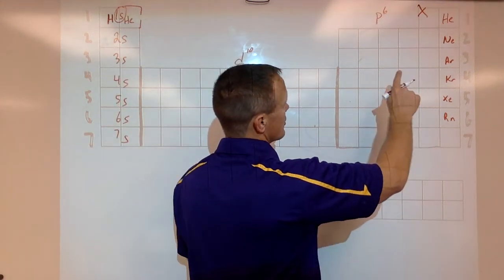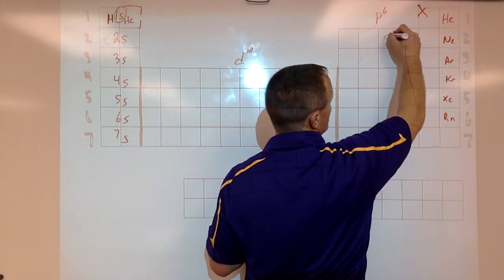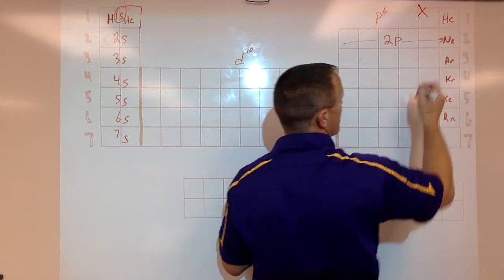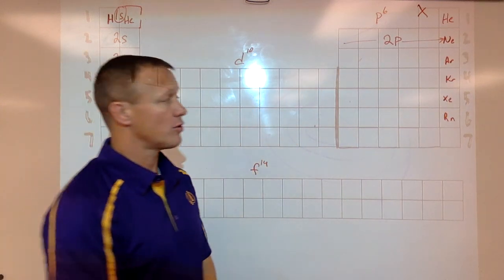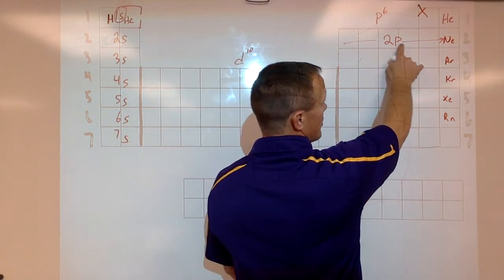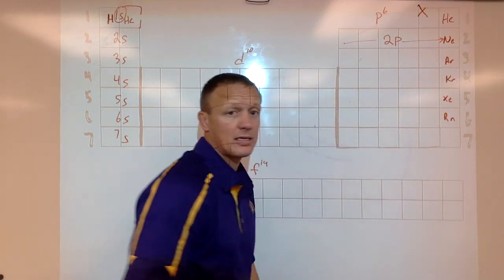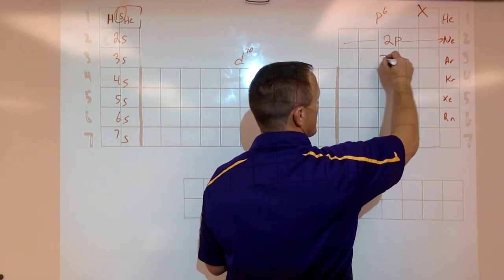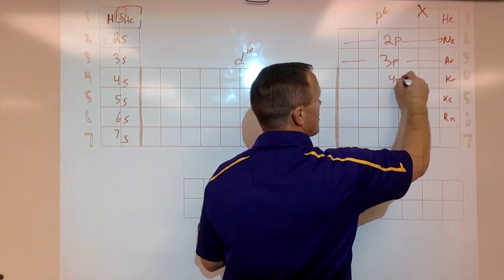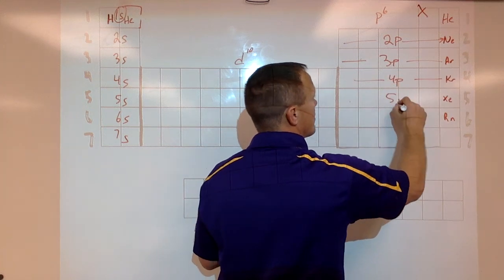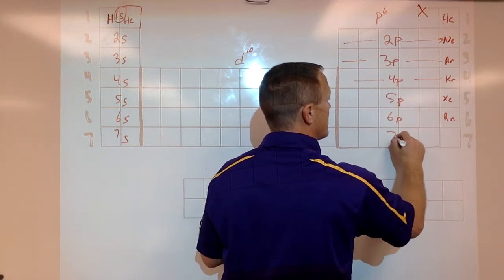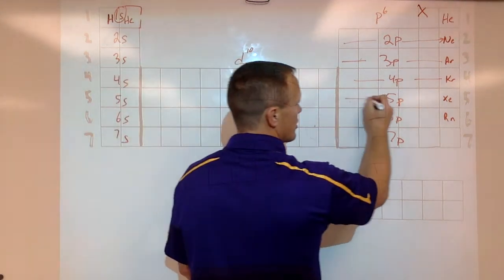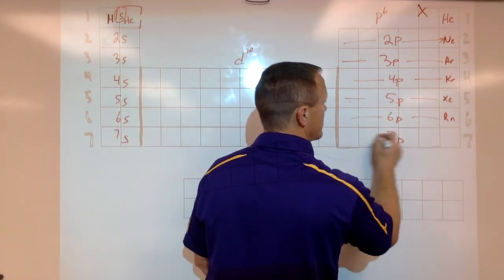This is the P section, so this is the 2p going from there all the way out to there. And again, there's 6 spots. So it would be 2p1, 2p2, 2p3, 2p4, 2p5, 2p6, depending on how many electrons those elements have. This is 3p, again from there to there, 4p, 5p, 6p, 7p. Again, that whole section there is the P section of the table.